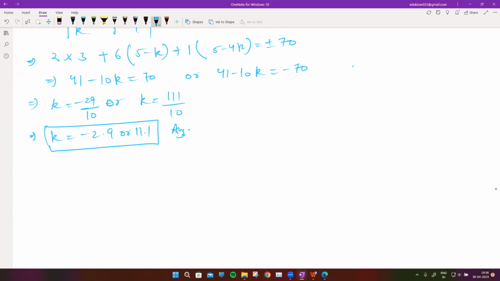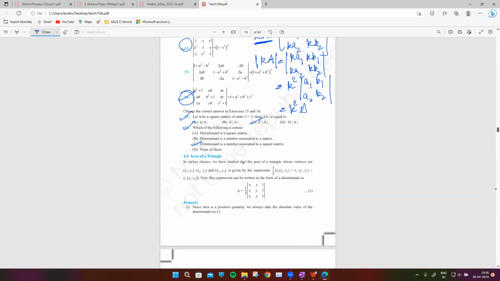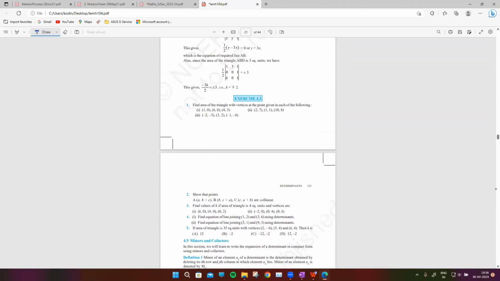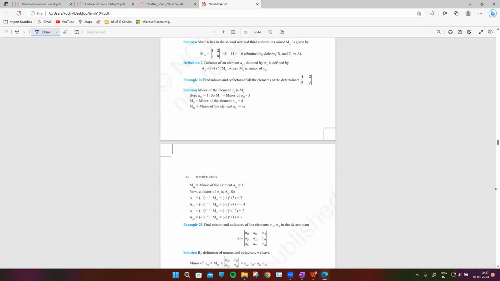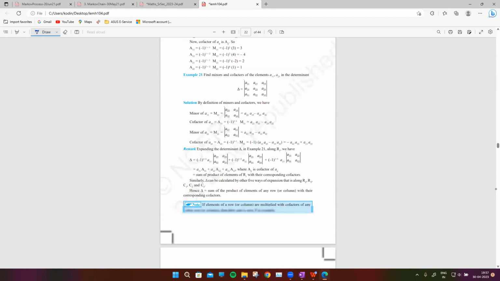Now you can solve the whole exercise given in the NCERT, exercise 4.3, I guess. Let me check. Yes, 4.3. There are 5 questions in 4.3. Solve all of them. In the next class, since we have already finished minors and cofactors, we will first be revising the whole concept.